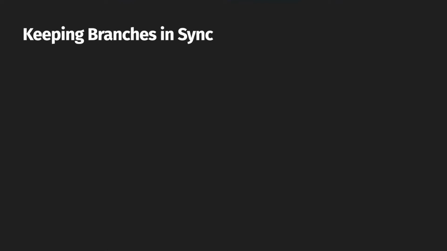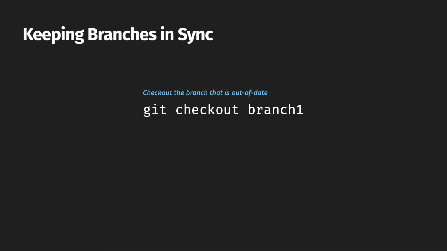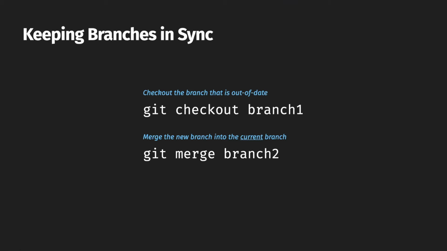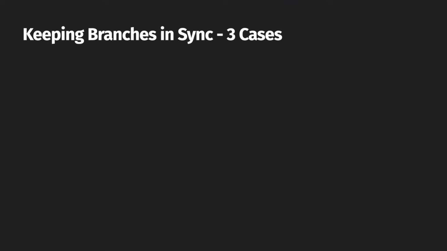The way you merge a branch is you first check out the branch that's out of date using git checkout branch 1, and then you merge the new branch into the current branch, which is what we just covered. Sorry, it was out of order. There we go. So now we have 3 cases we need to consider. 3 main things that can go wrong when we merge branches, or that can happen.